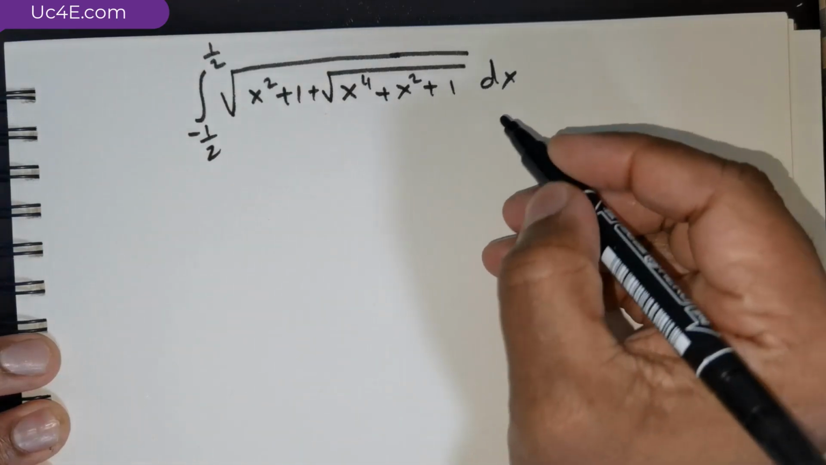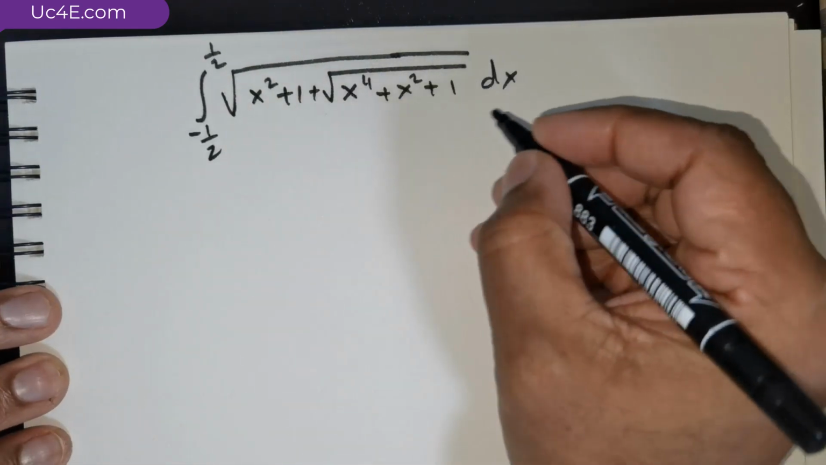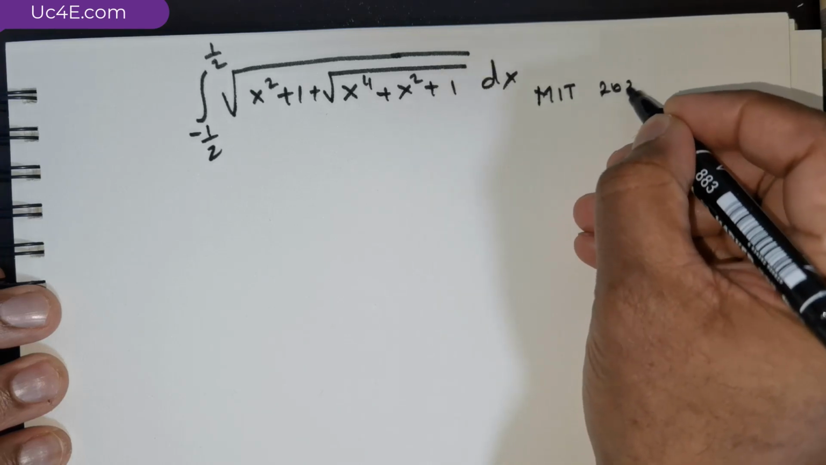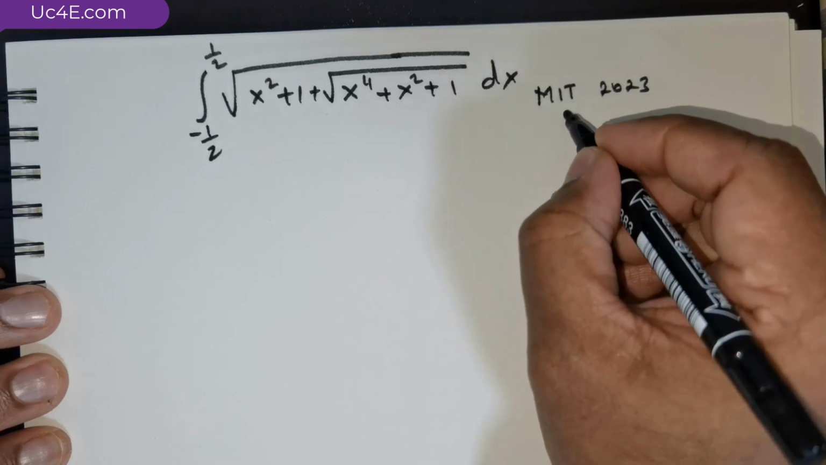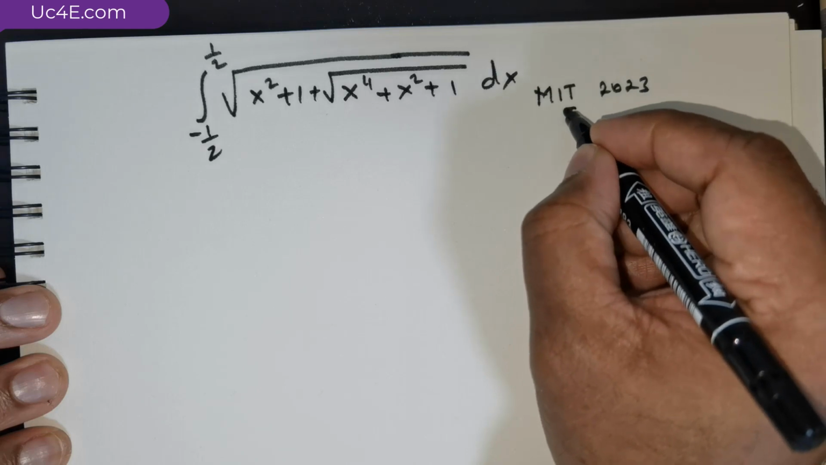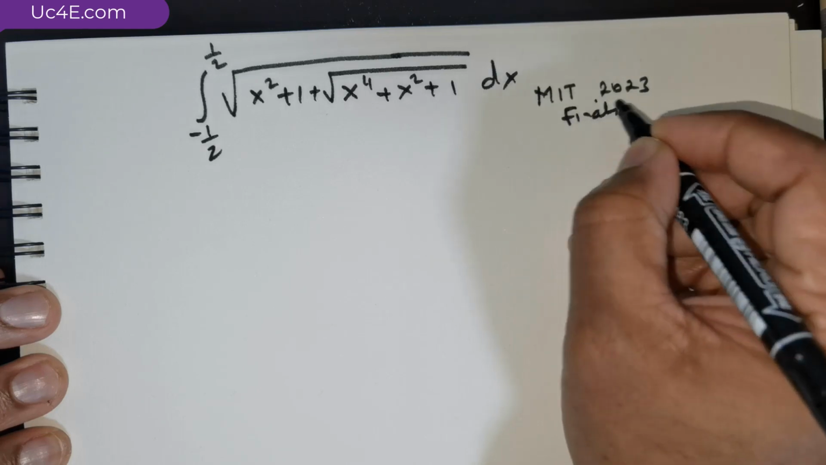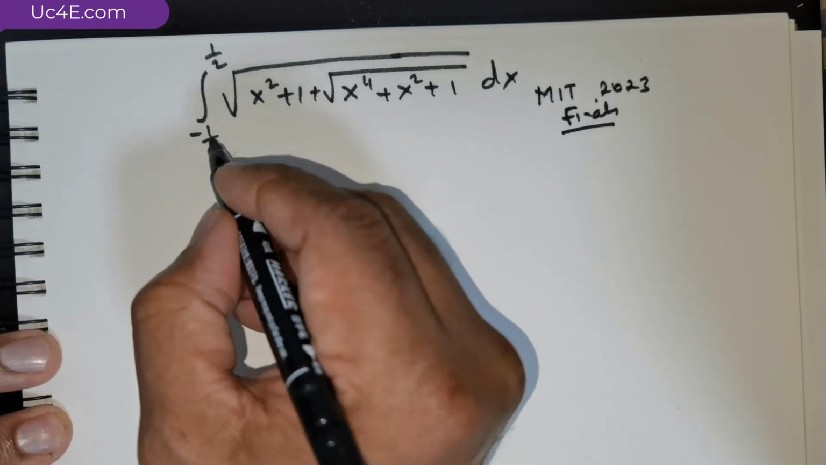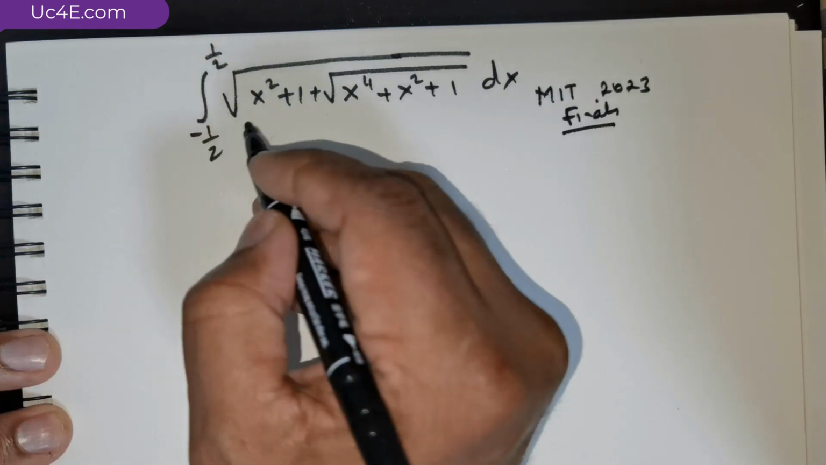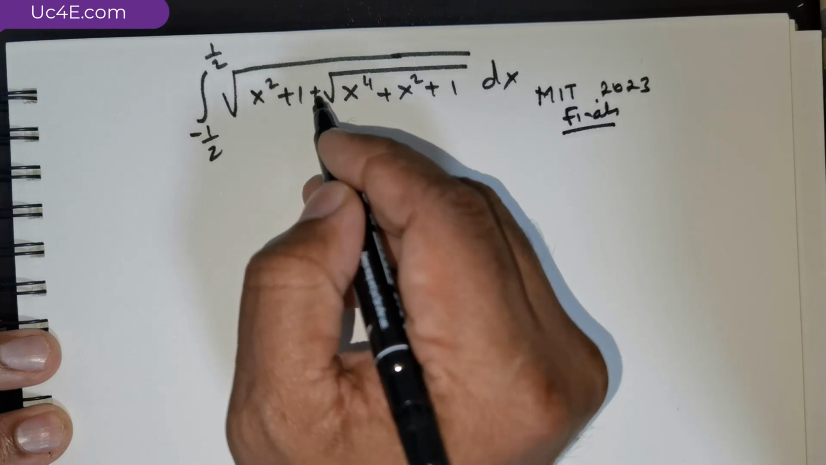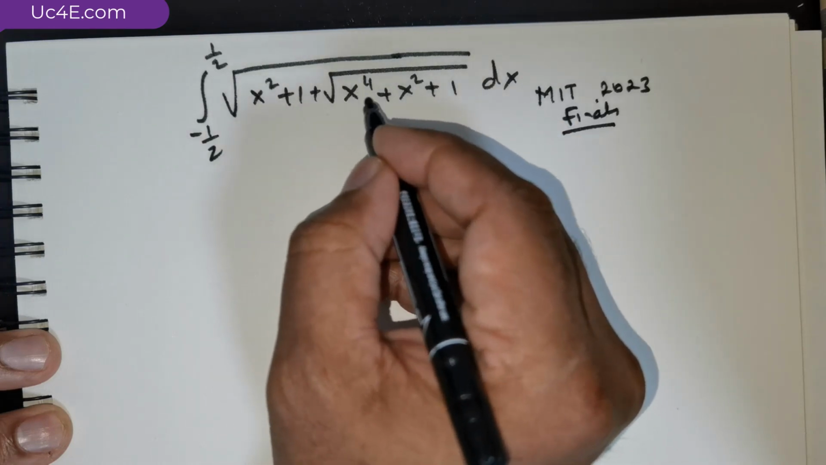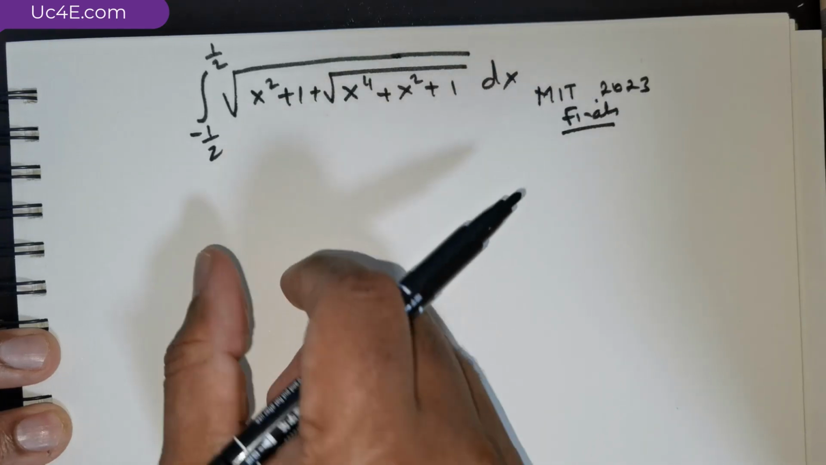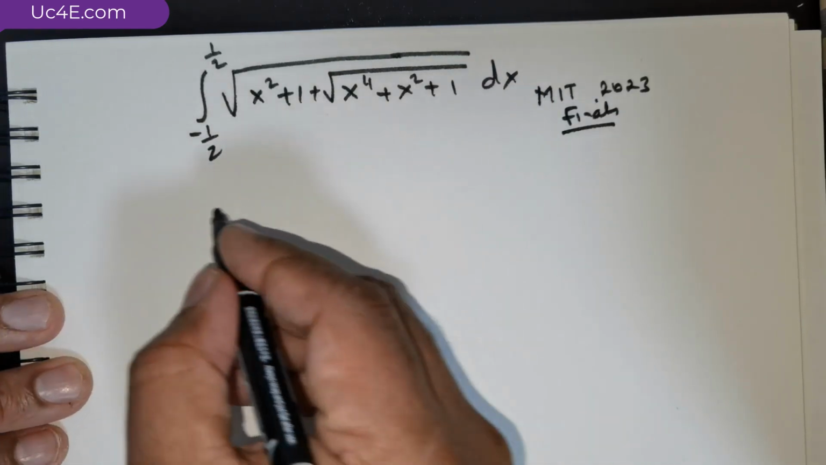Good day everybody. We have a beautiful question which was asked at MIT 2023 Integration Bee Finals. We are expected to integrate the integral from -1/2 to 1/2 of the square root of x squared plus 1 plus the square root of x to the power of 4 plus x squared plus 1, times dx. Now we have a sort of nested square root.